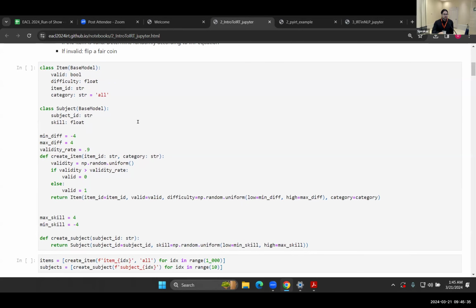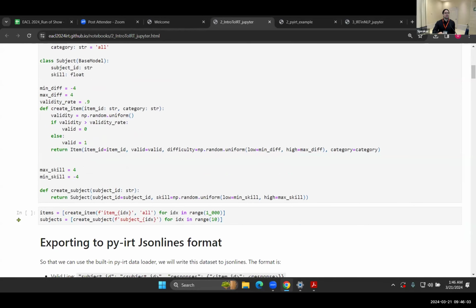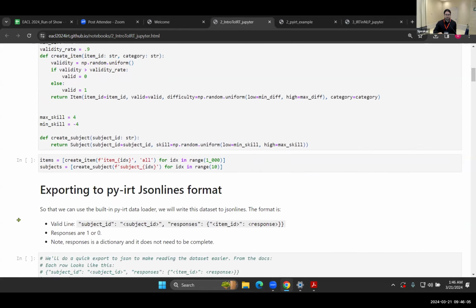Perusing over the code, that shows up as creating this list of items and list of subjects. Here we're just going to set the minimum and maximum difficulty to -4 and 4, and make some very simple assumptions that difficulty is drawn at random uniform and skill is also random uniform. This is not how the real world works, but we know what the data is. We know where the data is coming from, which is helpful.